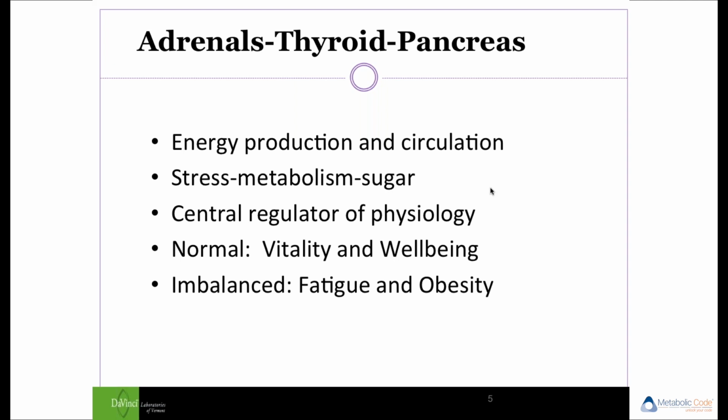More broadly speaking, these 3 hormones, cortisol, insulin, and thyroid, function as central regulators of our physiology. You have receptors for all 3 hormones on just about every cell in the body. And so this set of relationships between adrenal, thyroid, and pancreas is so critically important for energy production, for balancing physiology, and when they're functioning normally, people tend to feel vital and well.